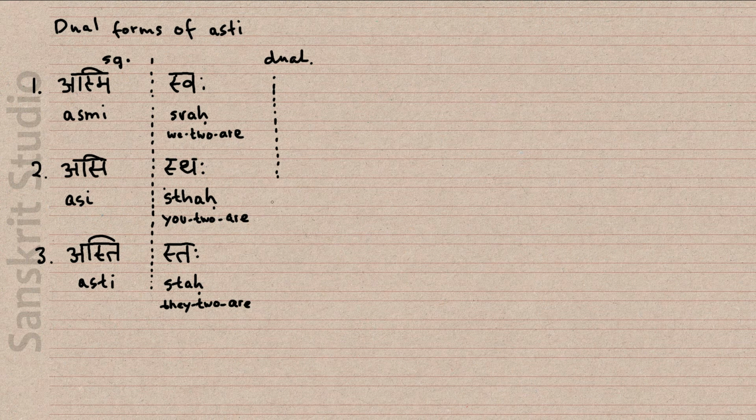And it's maybe interesting now to just think about this column here, that in the dual here it looks like there's a different root for the verb. So in the first column, for the singular, the verb always starts with an A, and in the second column for the dual here, we don't have an A.